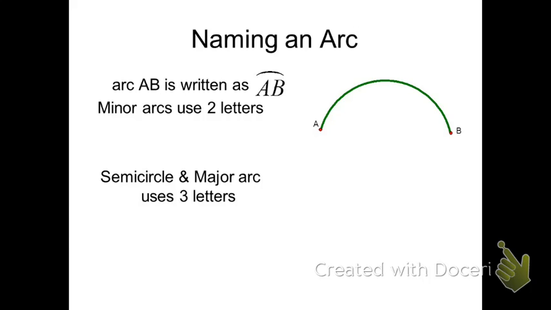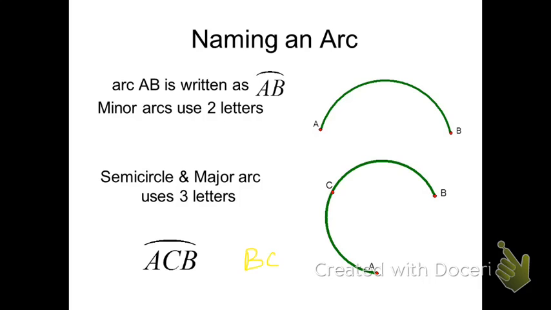If we were naming a semicircle or a major arc, you would have to name 3 letters. So you name the 2 endpoints, A and B, on the ends of the name, and then 1 point in between in the middle. So that major arc on the right, we could name it ACB. What would be another way you could name that arc? Well, you could also name it BCA.